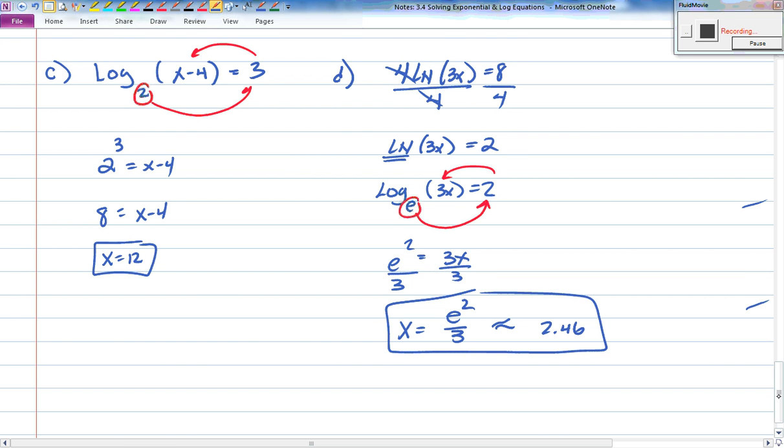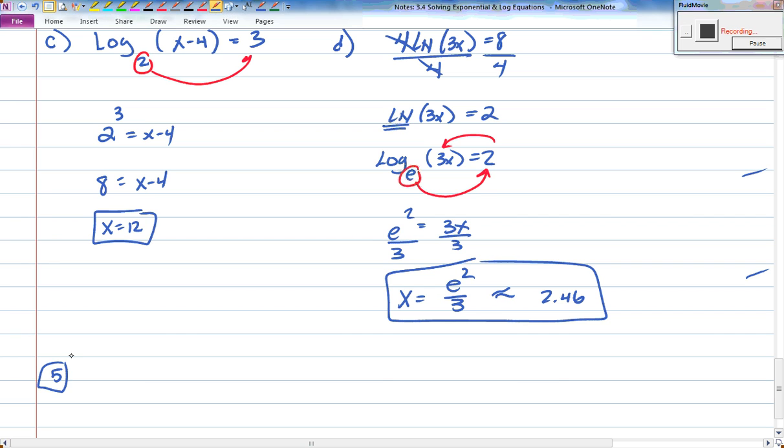Either one of those is fine. All right, let's talk about the 5th box now, the box I did not get a chance to get to because we had a short Wednesday.